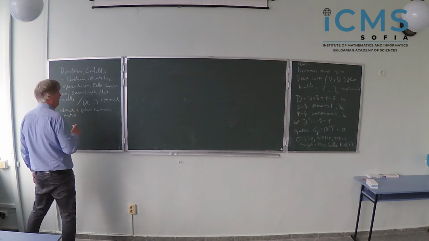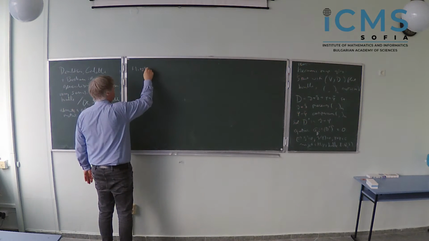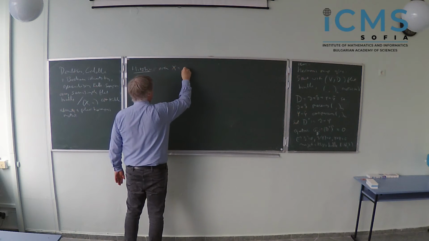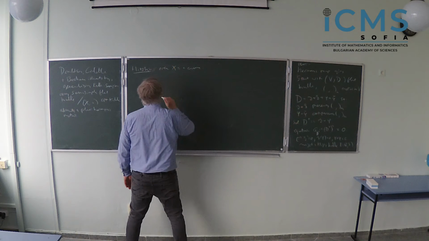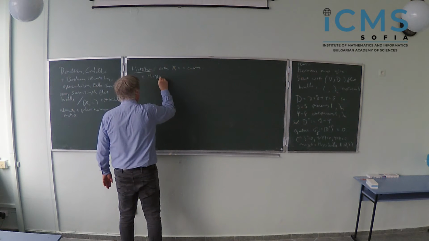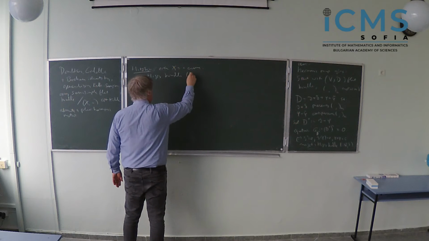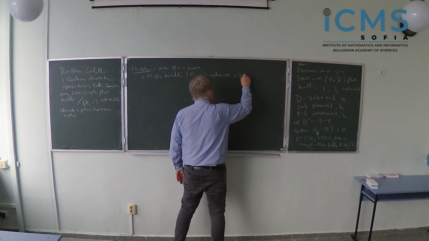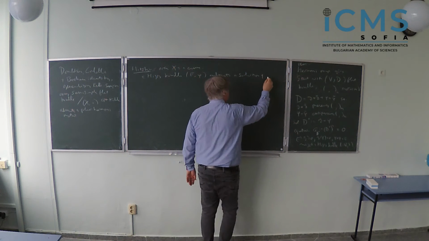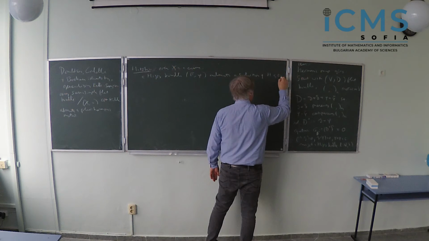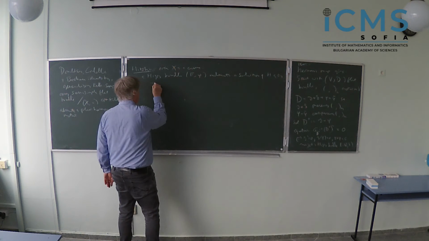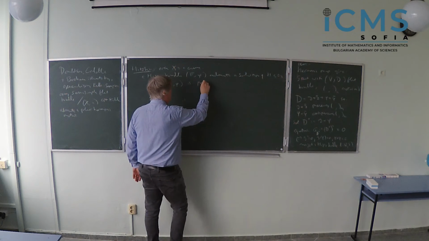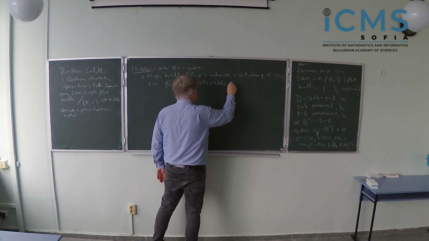Okay. And then Hitchin, for a curve, shows that a Higgs bundle E, phi admits a solution of the Hitchin equations if and only if E, phi is polystable of slope 0.